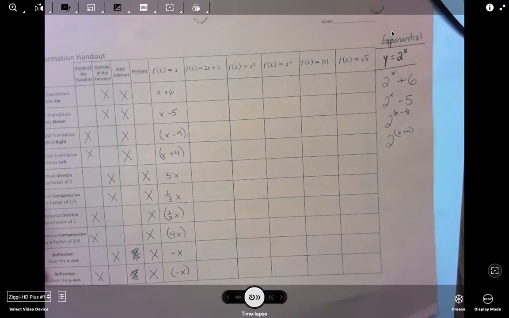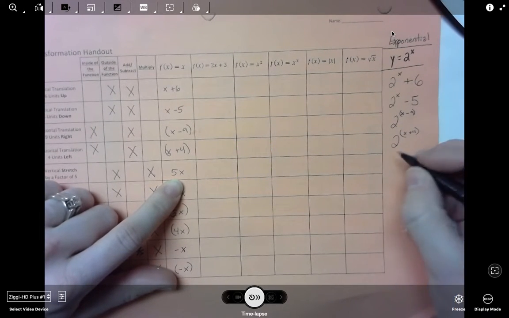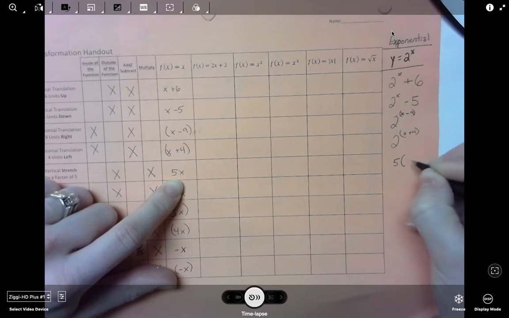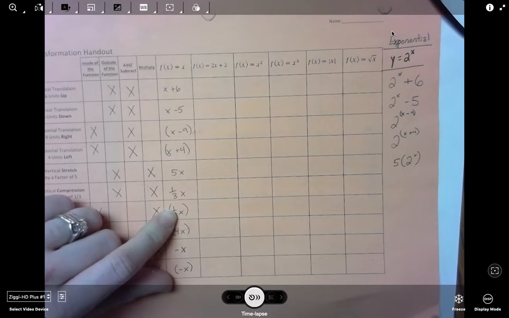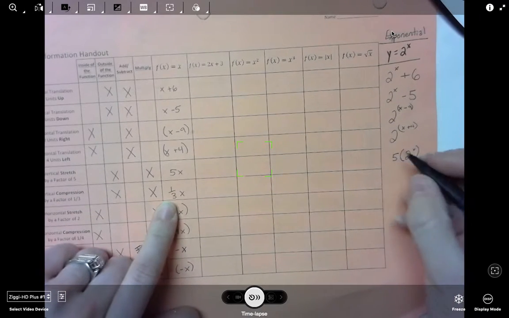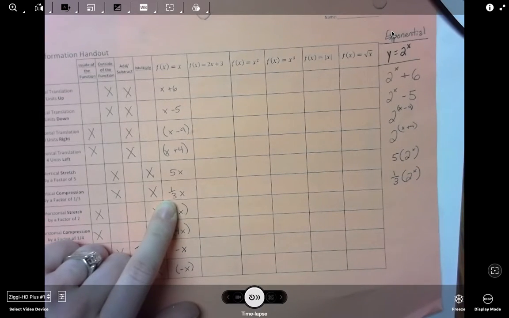Vertical stretch by a factor of 5. 5x is how it looks here. We're going to do 5 times 2 to the x power. Here, vertical compression by a factor of 1/3. 1/3 times 2 to the x power, like that.